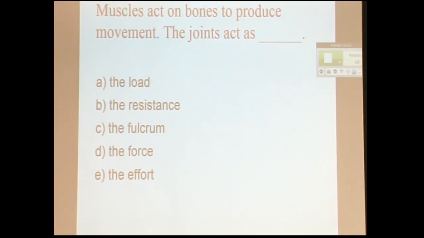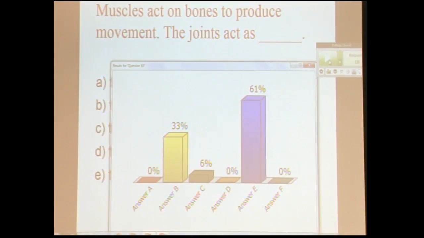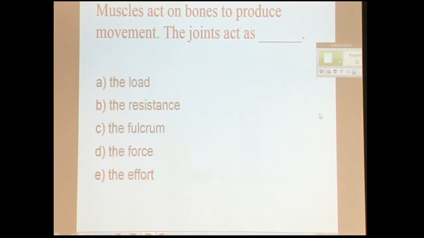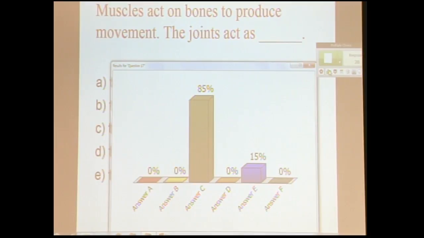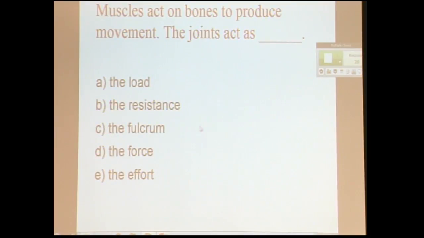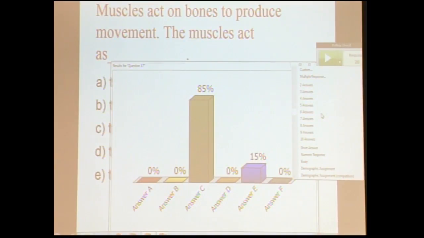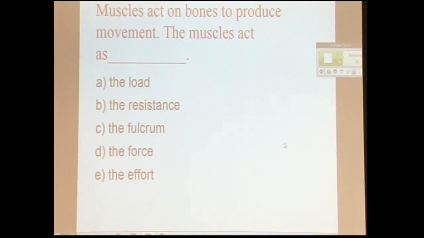Two questions, and then we'll get to the table. So what were the joints? Were they load, resistance, fulcrum, force, or effort? All right, so C is the answer. It is the fulcrum. The joints are the fulcrum. What are the muscles? All right, so the muscles are the effort. You are exactly right, it is E.